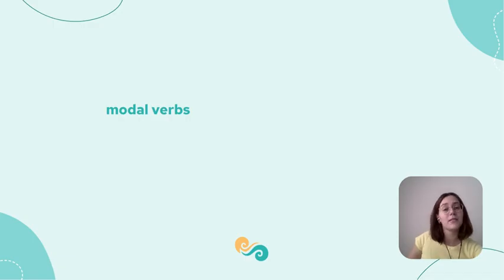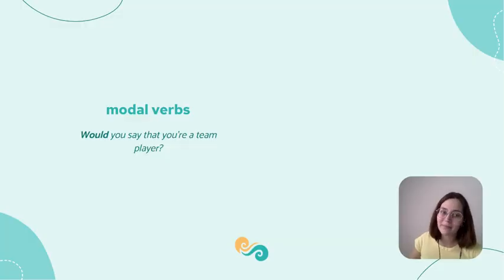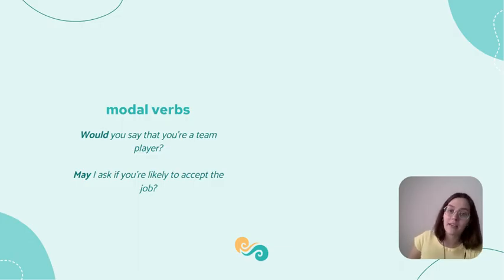We can make questions by means of modal verbs, and these are a great option if we want to sound more polite because it makes the question less direct. As in, would you say that you're a team player? Instead of saying, are you a team player? Or may I ask if you're likely to accept this job? Instead of saying, will you accept this job? See that the other options, are you a team player and will you accept this job, sound much more straightforward. And perhaps sometimes the context doesn't call for being so straightforward. So these structures, modal verbs, help make our questions more polite and indirect.